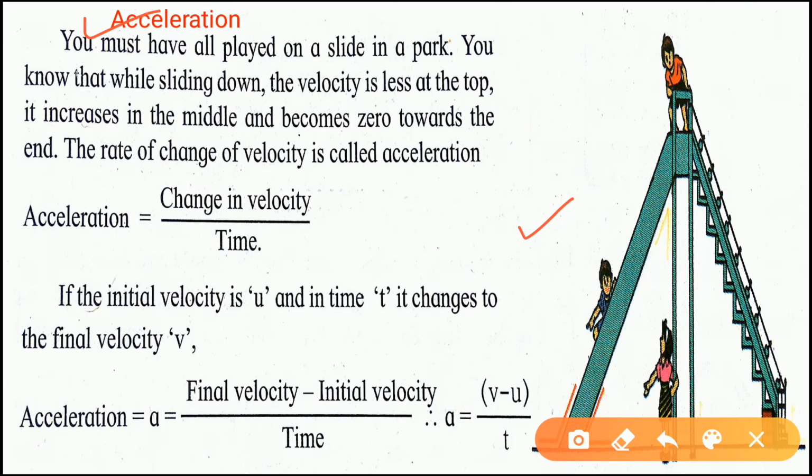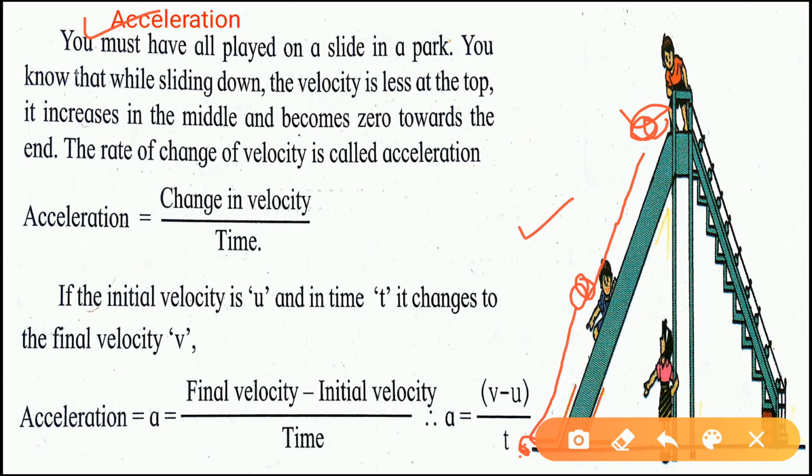You know that while sliding down, the velocity is less at the top. Here is the top position of the slide. So at the top, the velocity is less, and this velocity increases at the time of sliding. The velocity increases at the middle, and the velocity becomes zero at the bottom, or at the end. Becoming zero means that you get into the rest position.